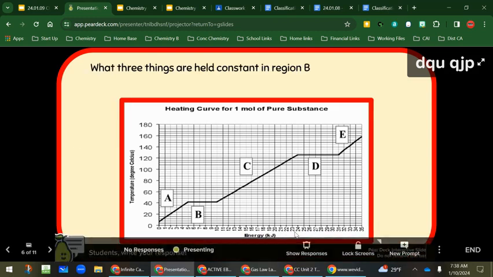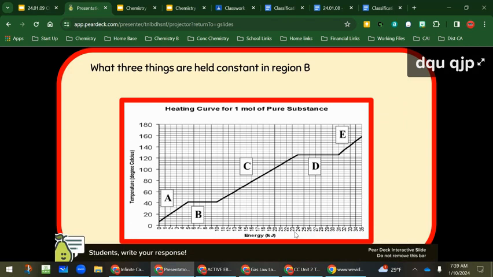That's where boiling occurs, okay? What three things are held constant in region B? So give me three things that are not changing in region B right here, ladies and gentlemen.